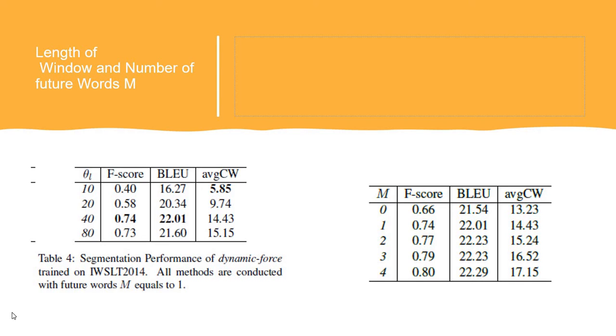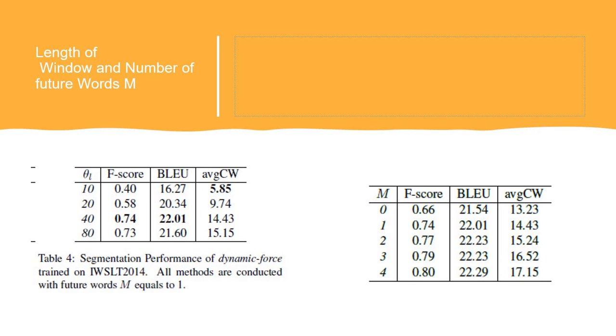Then the number of feature words. They investigate whether they can achieve better performance with more or fewer feature words. They experiment with M from 0 to 5. The result is shown in the slide just below on the right side.